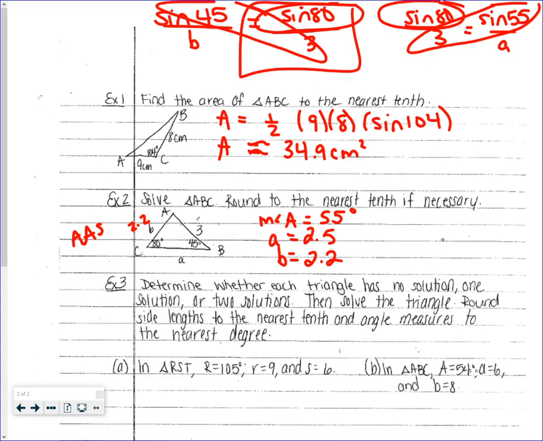Okay, so on that one, for you, Andrew, I would hit the 55, then the sine, times 3, hit the equal sign. Yeah. Now divide by the sine of 80 for your calculator. You got it? Okay.